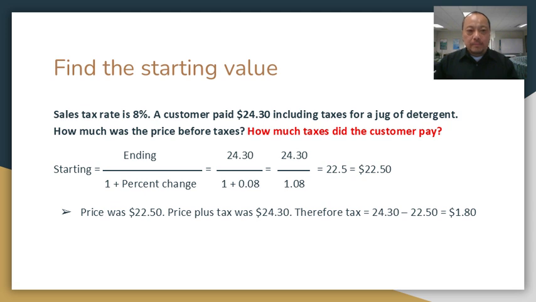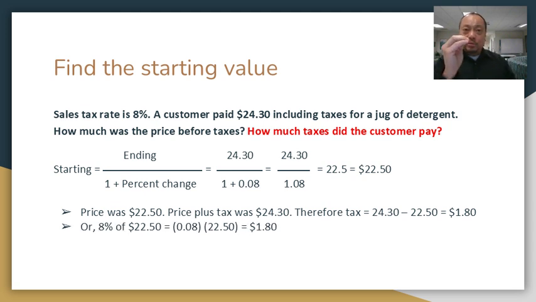That's one way. The second way is we know the starting price now is $22.50, and we know the tax is 8%, so we just multiply 8% times the $22.50, and the answer is also $1.80.